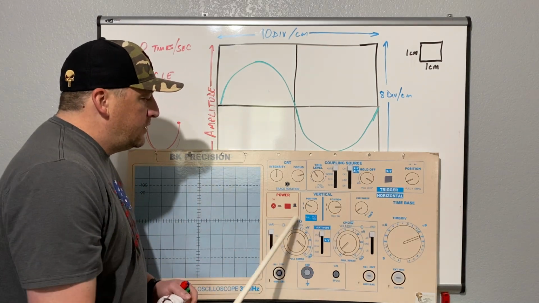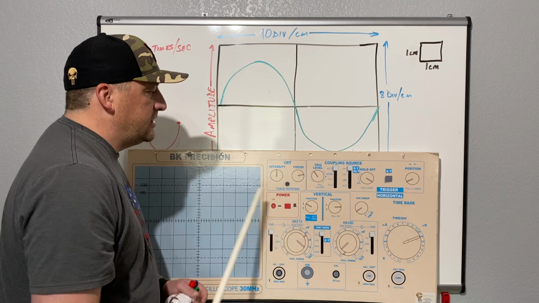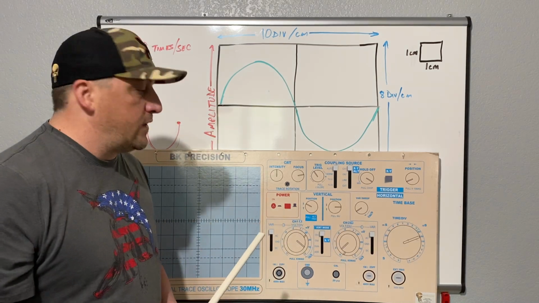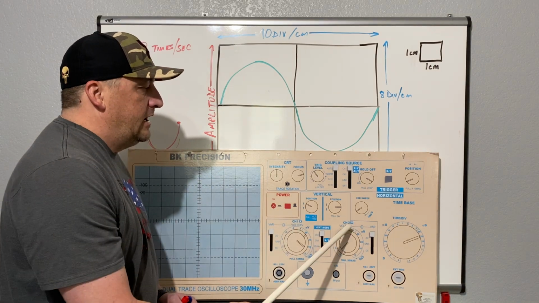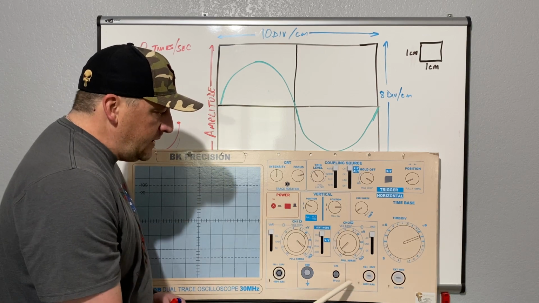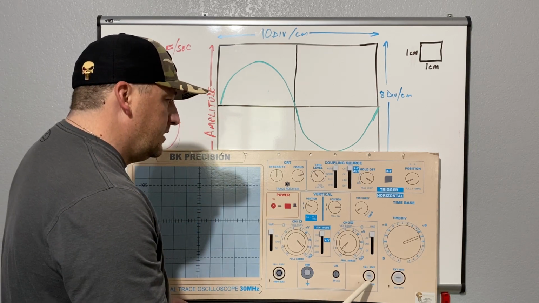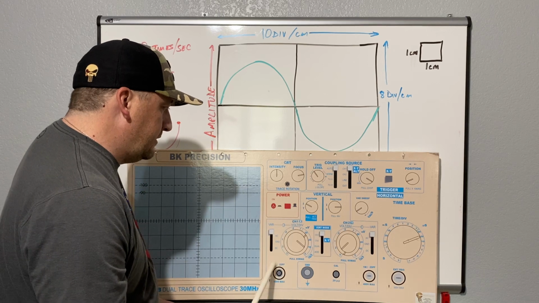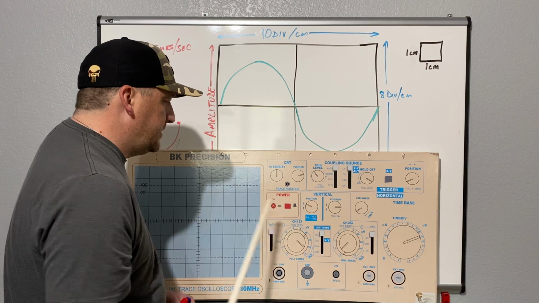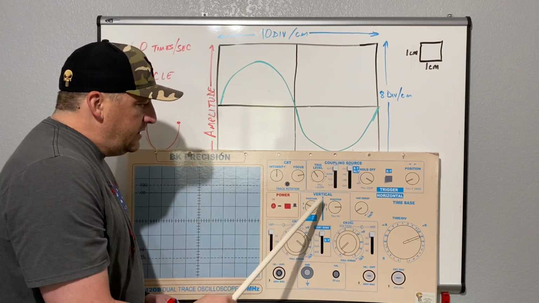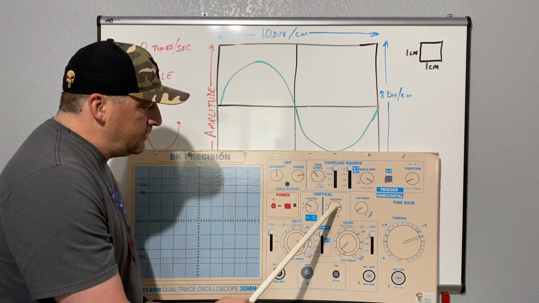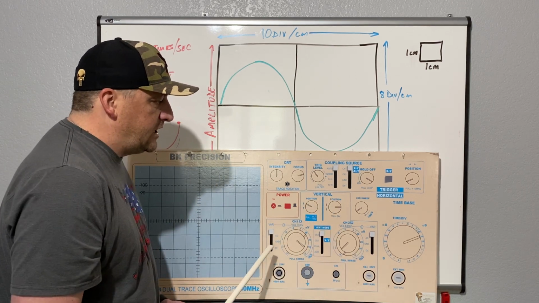Now, we're going to go down here to this vertical section. You've got 2 different sections within your vertical section. You've got channel 1 and you've got channel 2. Channel 1 is this input right over here. This is your channel 2 input. Now, you can basically just divide it down the center, and these are adjustments over here for channel 1, and these are adjustments over here for channel 2.